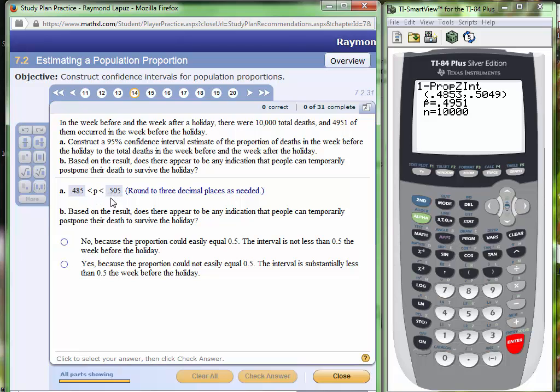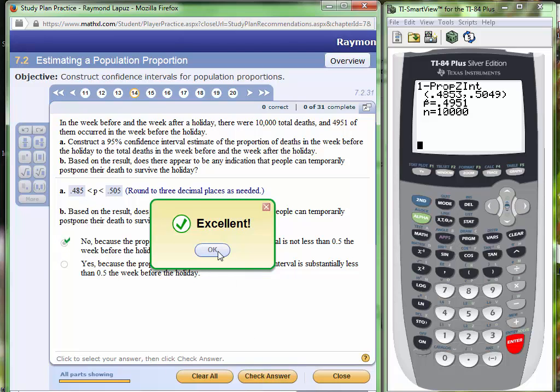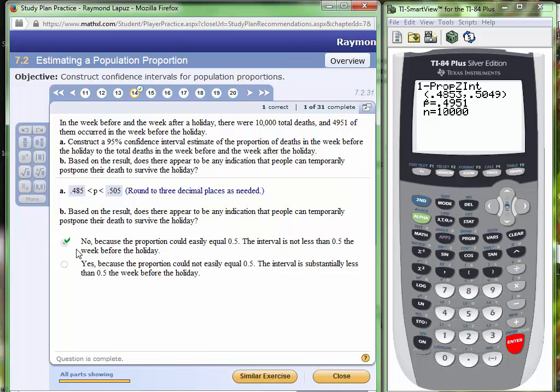If this had an interval that did not have 50%, then you can say that there seems to be more or less depending on what the situation is. In this case, they're looking for temporarily postponing deaths, so we would want this to be considerably less than 50% before the holidays versus after the holidays. But that is not the case, so let's select no for this one. So the reasoning is a little bit more involved, and you have to be able to understand the problem really well. But if you just think it through, I think it'll be okay.